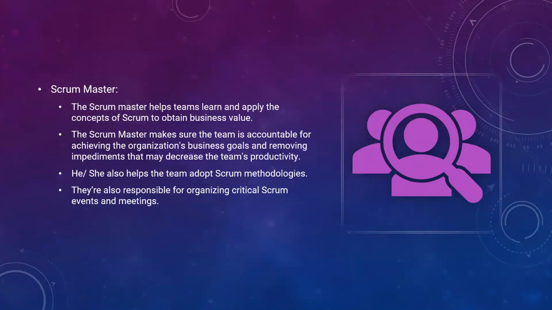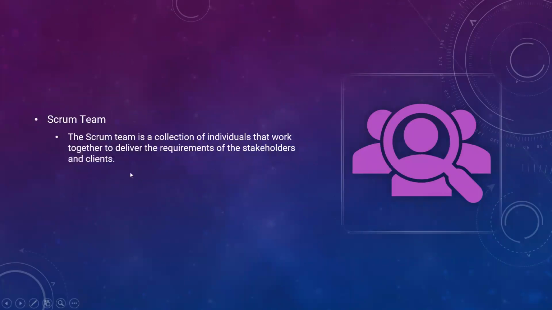The Scrum team is a collection of individuals that works together to deliver the requirements of the stakeholders and clients. Okay, so here we can call them product owner, Scrum Master, dev team, QA team, database team, and all these teams are called the Scrum team. So this Scrum team will be responsible for delivering the product or project to the client.